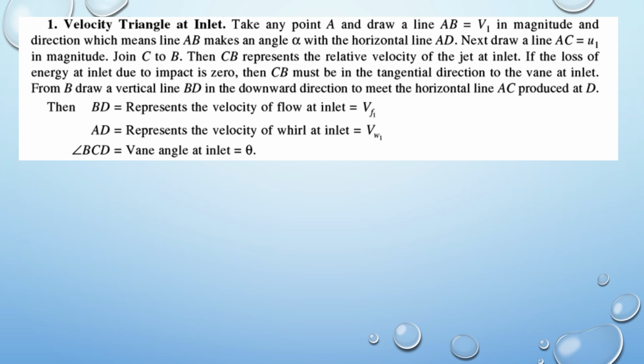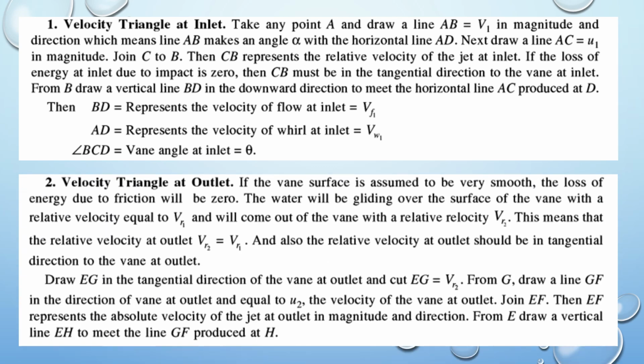Then drop a perpendicular vertical line from B in the downward direction to meet the horizontal line AC at D. Here, BD represents VF1, AD represents VW1, and angle BCD is the vane angle at inlet. You can refer to the figure to better understand the steps, which are clearly mentioned here. You have to follow these steps in all the problems and draw the velocity triangles in problems which demand the diagrams to be drawn. Similarly, you can draw the velocity triangle at outlet, which is explained here.